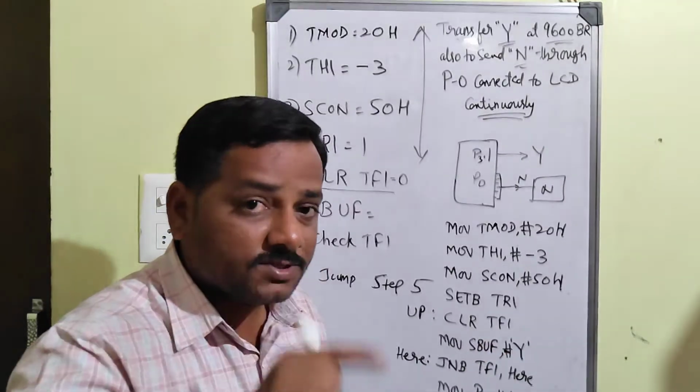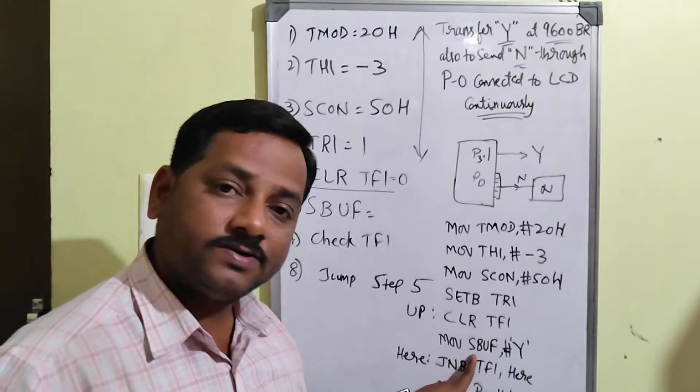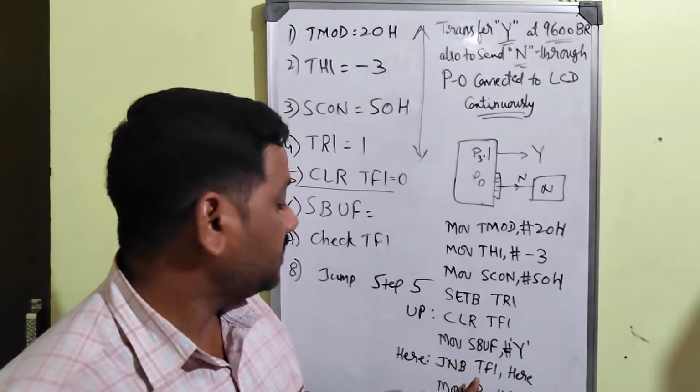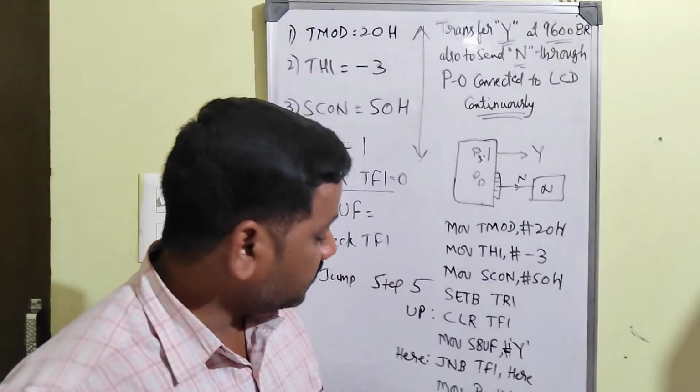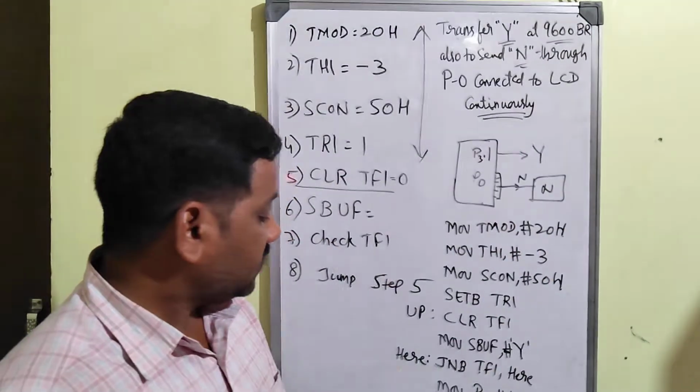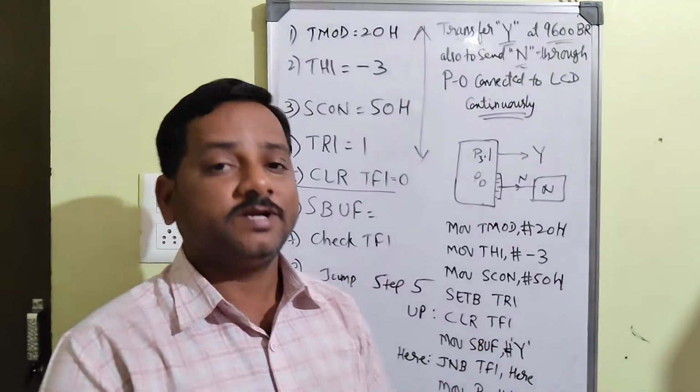Again TF1 will become 0. Now Y is again given to SBUF. It will be transferring and it will be waiting for that to transfer. Once TF1 becomes high, it will come out and again N will be given to port 0. It will be displayed. Again it will jump back here, clear TF1, so it will be repeated.